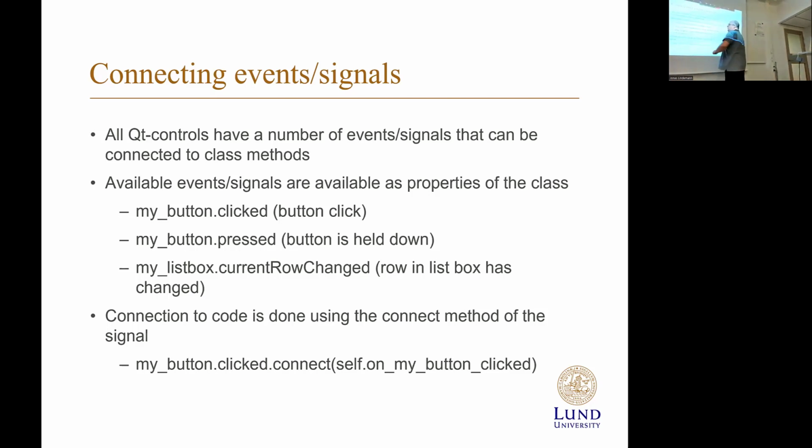There's also a signal called pressed, which can be sent when the button is held down. It's not always useful. A list box, for example, which we're going through, could have a signal called current row change. So if you click in the list box, this signal will be changed. And to be able to connect your code with a signal, every object that you create in the user interface has several attributes connected to it. So in this case, the button here has a clicked attribute, which is the signal. And then you have a method called connect, and then you connect this signal to your own code. It's actually very, very simple.